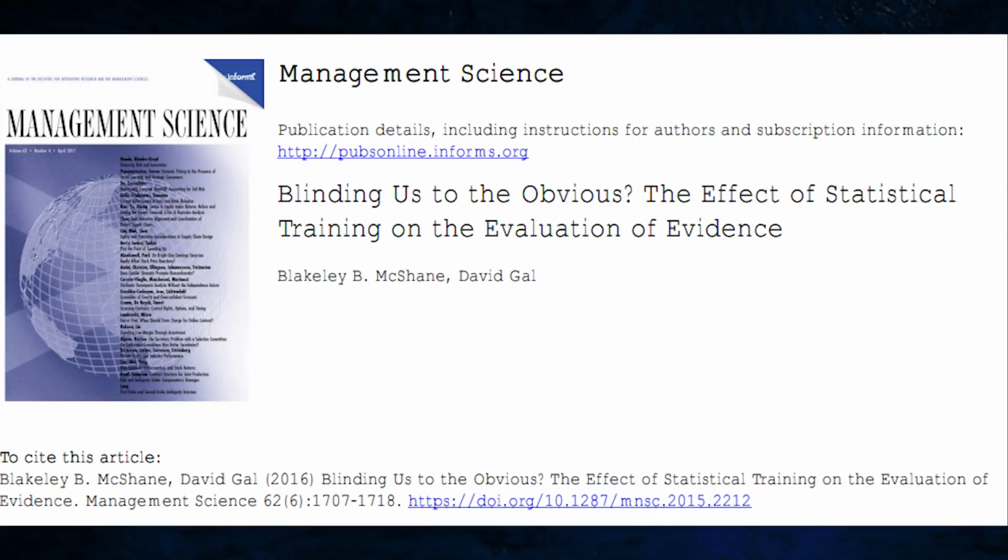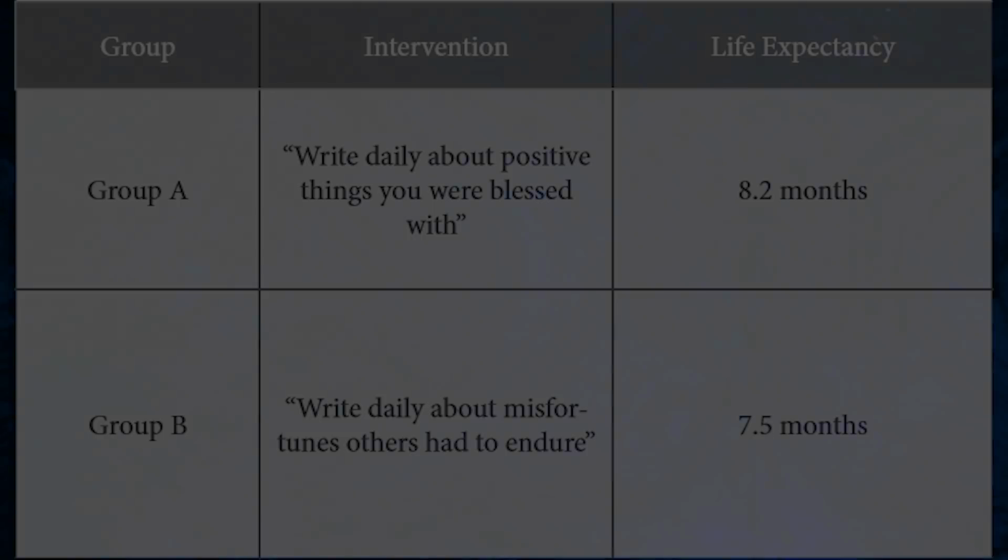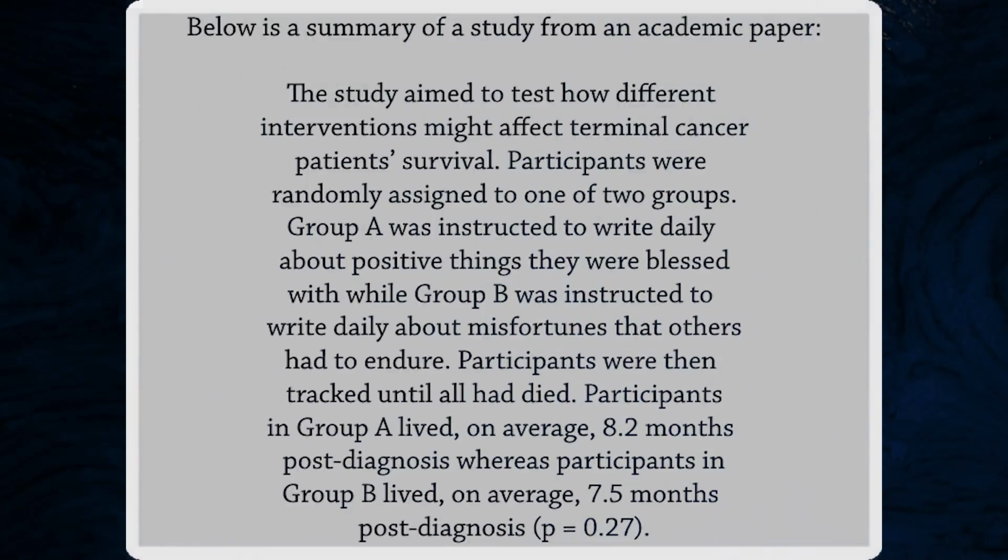3.5.1 McShane, 2016. The paper "Blinding Us to the Obvious: The Effect of Statistical Training on the Evaluation of Evidence" by McShane and Gal gave several simple statistical questions to multiple types of academics to see how well they could answer them. One of the questions, presented below, was presented to 75 researchers who had published in the New England Journal of Medicine. The question was as follows.